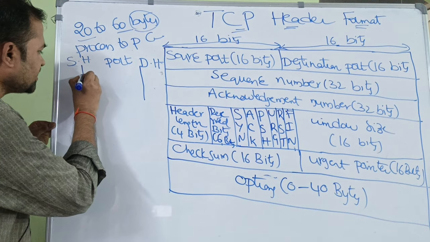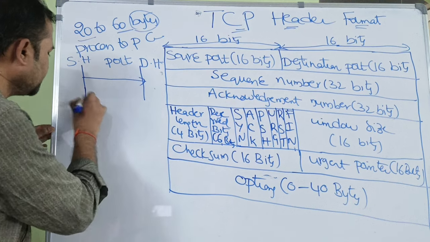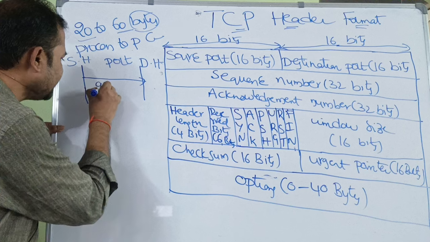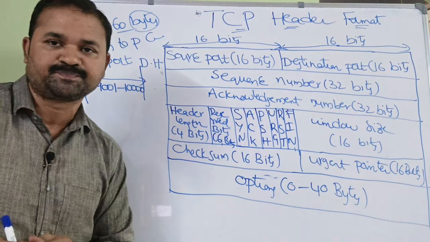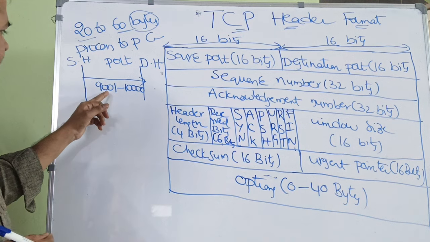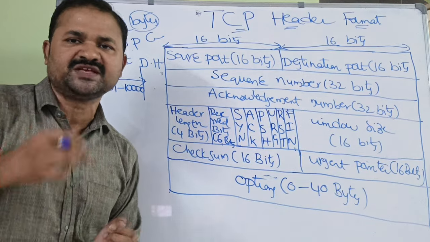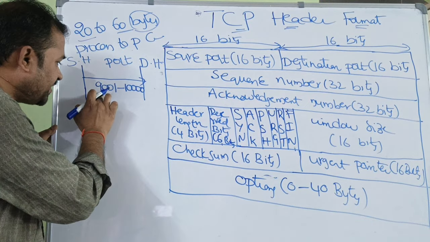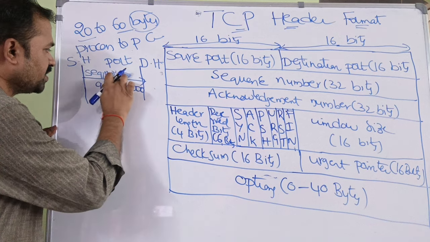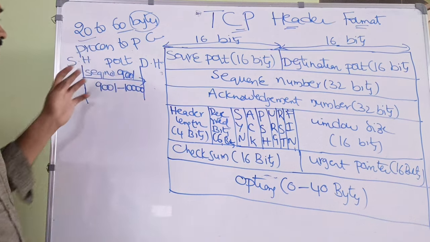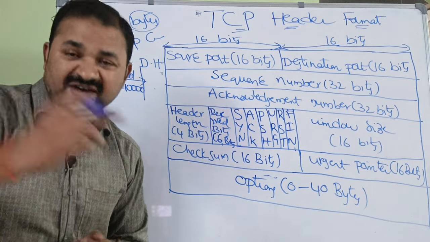So let us assume that the process on source host machine transmitted a segment to the process on the destination host machine. Here that segment ranges from 9001 to 10,000 bytes. So the size of the segment is 1000 bytes. Sequence number always specifies the first byte of the segment. What is the first byte of the segment? 9001. So 9001 is the sequence number for this segment. So that is about sequence number.